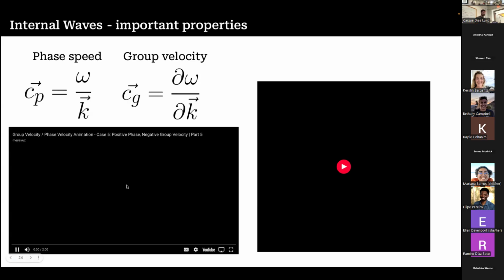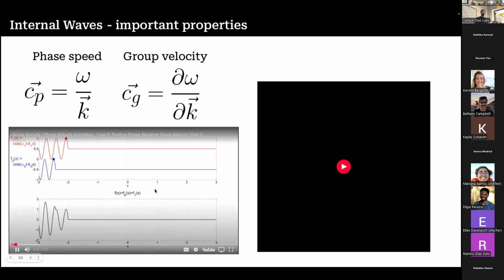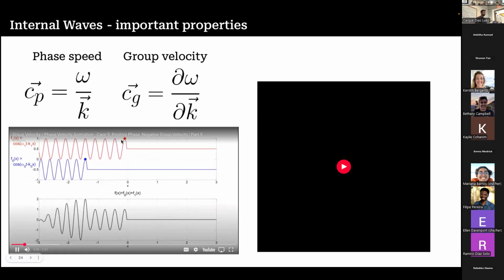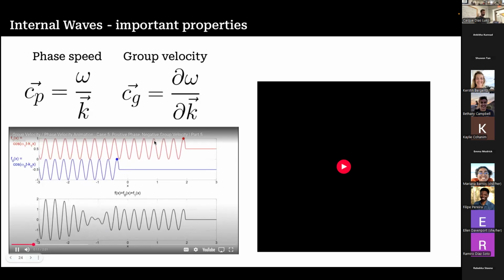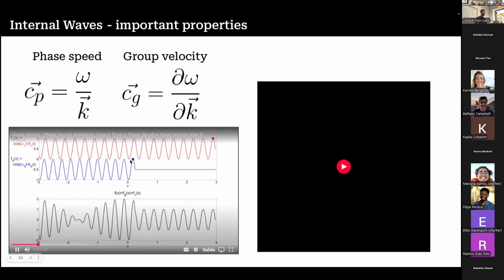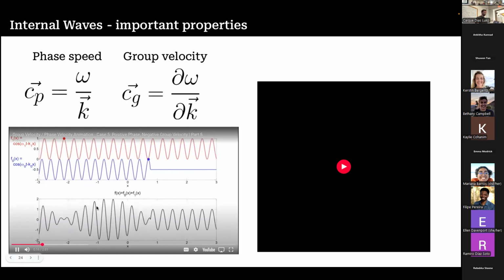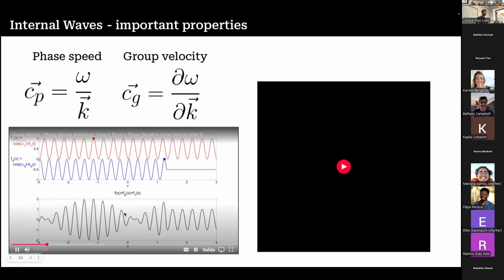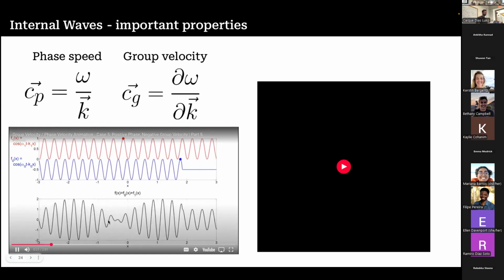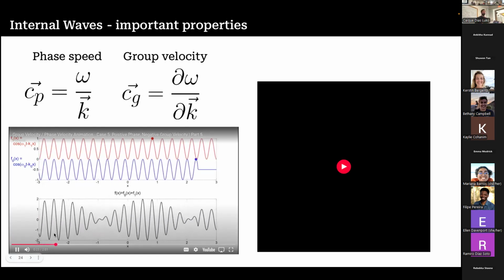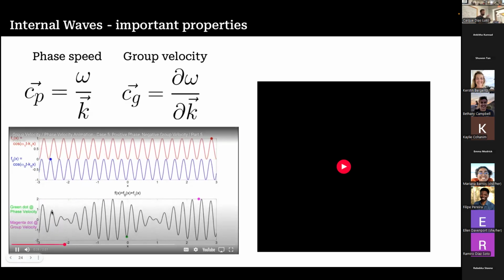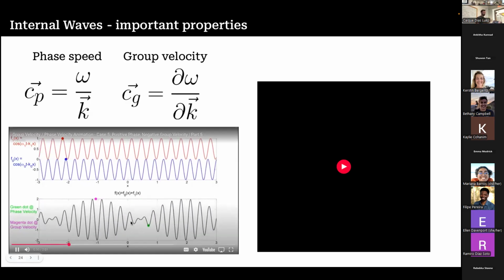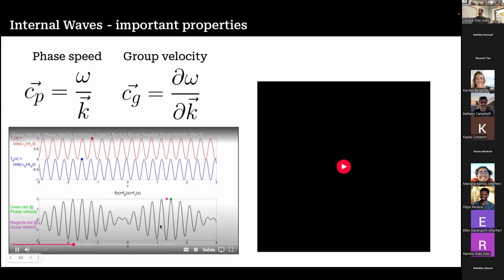And waves are really weird. Here is an example, a video showing two different waves. There is the red wave, which has a higher phase speed. The red dot tracks the speed of that phase propagating. The blue wave tracks the velocity of the other wave propagating. And then if you sum both waves, you have this wave packet. And you can see that the wave packet is actually propagating in a different direction. Now, the pink dot shows the group velocity, whereas the green dot shows the phase velocity.